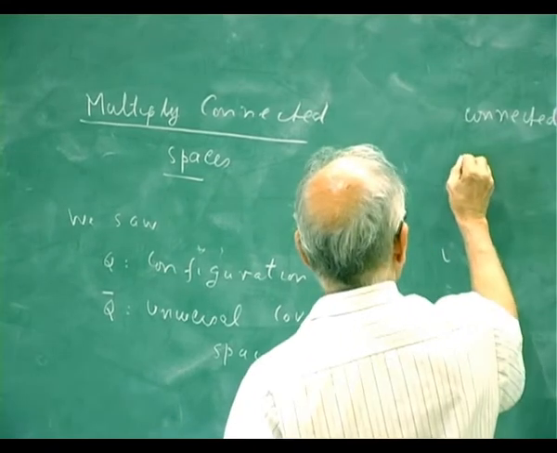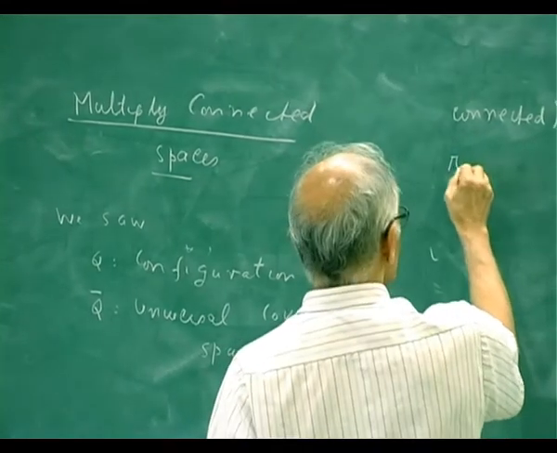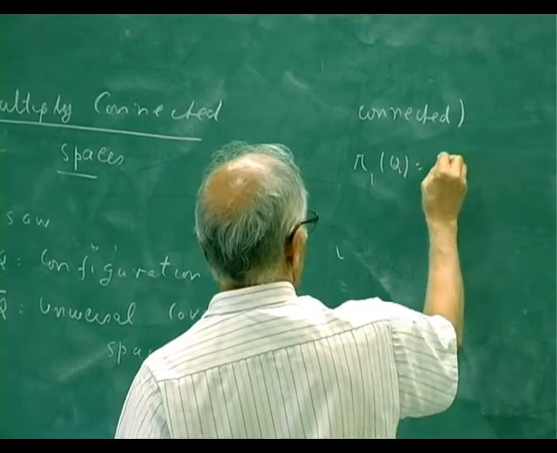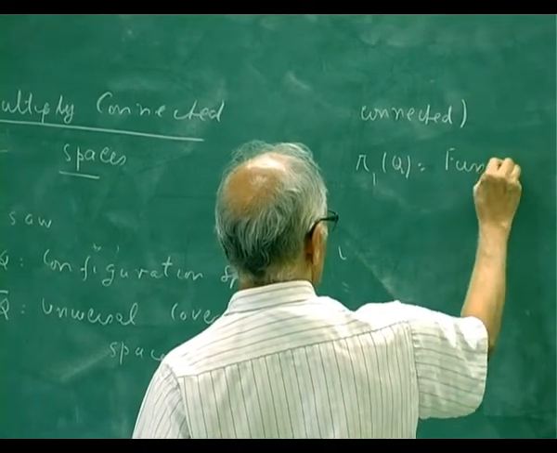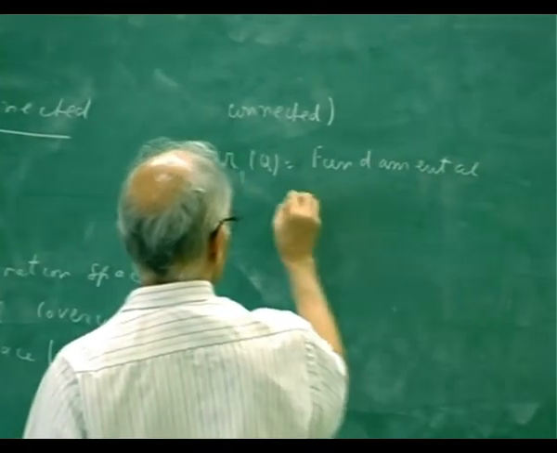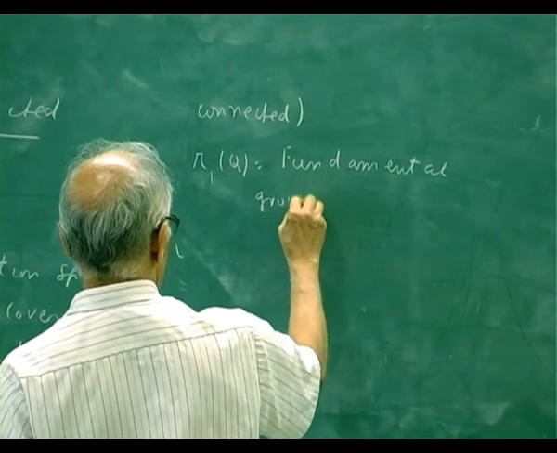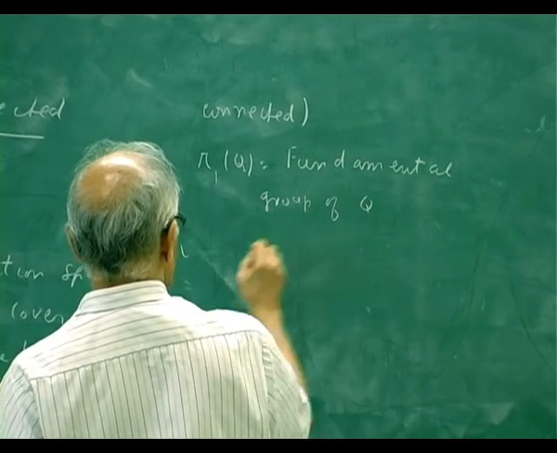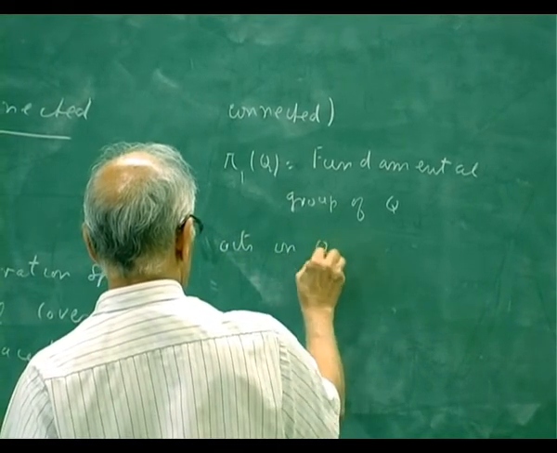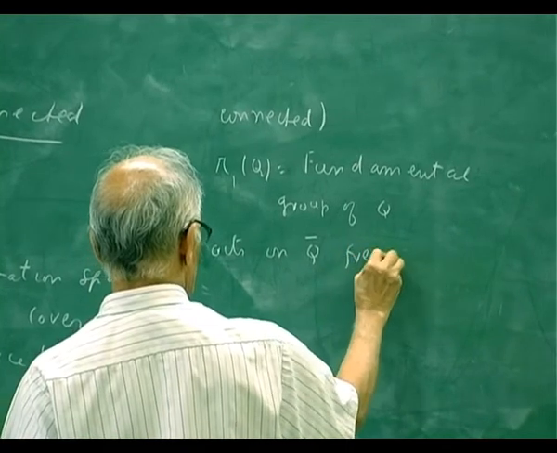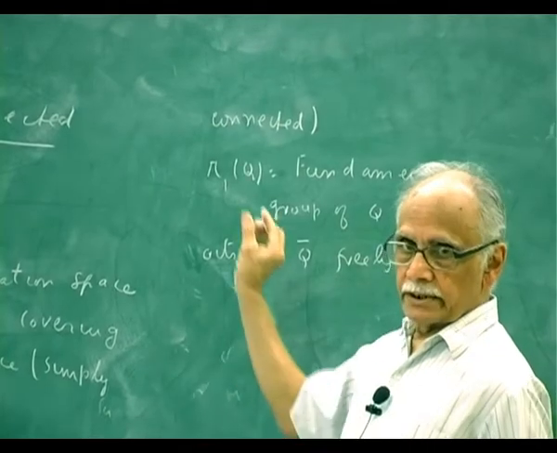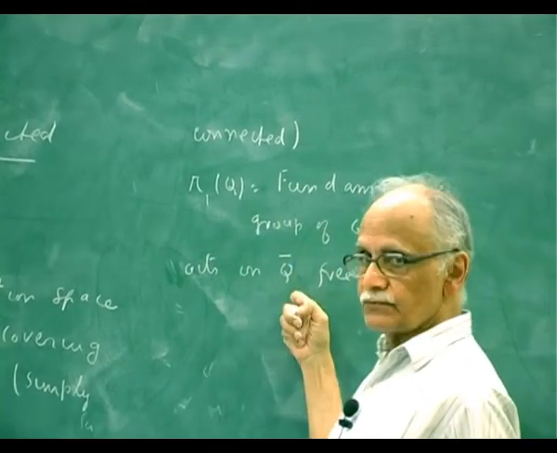Then there is a group, which is π1 of Q. This is the fundamental group of Q. I'll give you examples. This acts on Q bar freely. Freely just means that any element here has no fixed point.